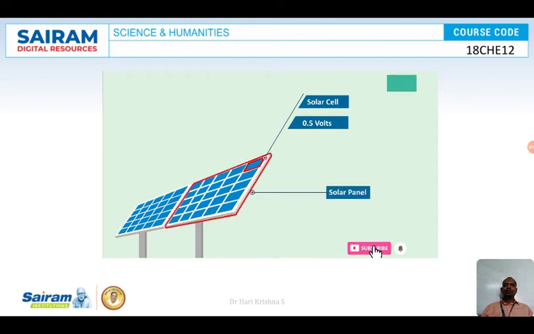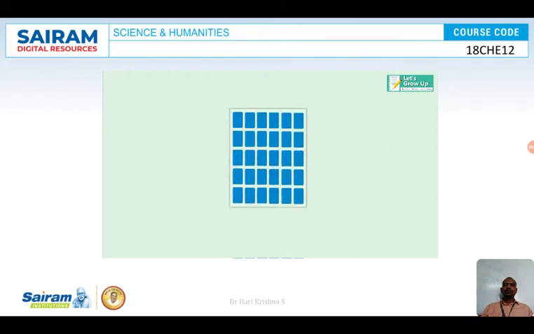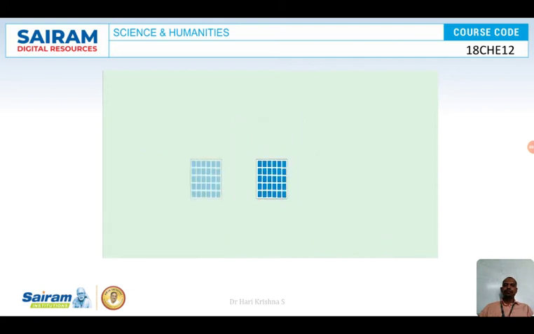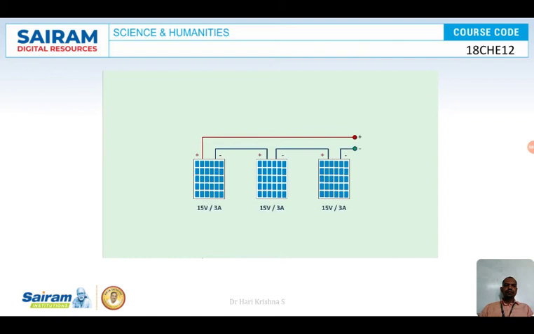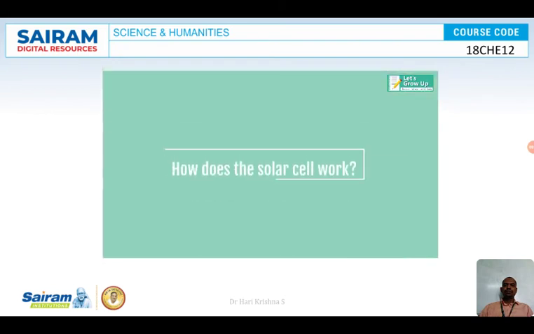A solar panel or solar module is the combination of several solar cells connected in series to generate usable voltage. The solar panel voltage can be increased by increasing the number of solar cells. For example, 30 solar cells connected in series will produce an output of 15 volts. A combination of solar panels connected together is known as a solar array and can be used to achieve the required current and voltage.